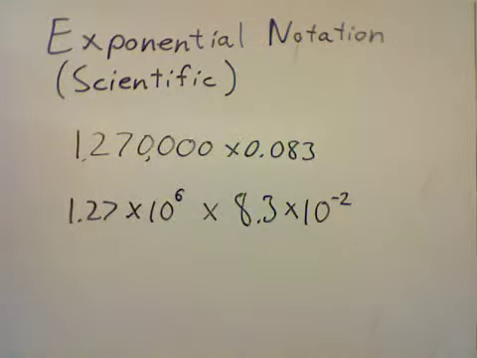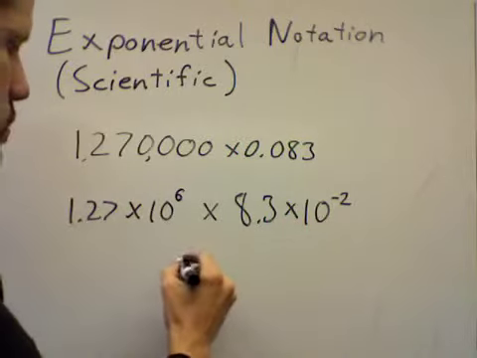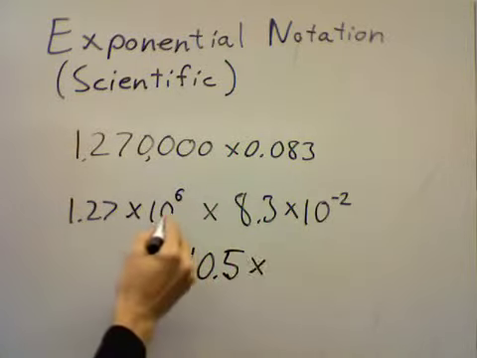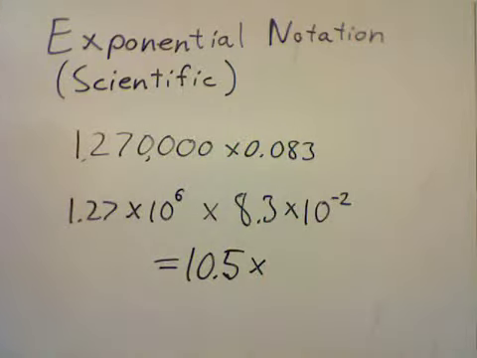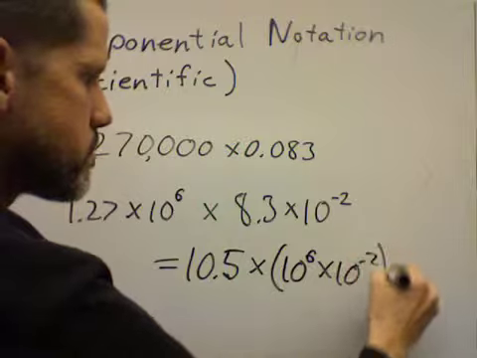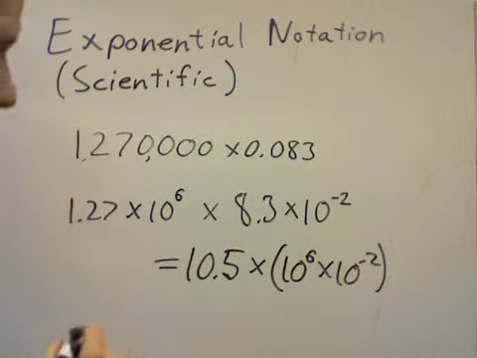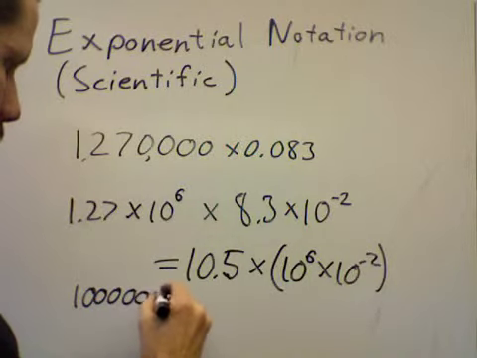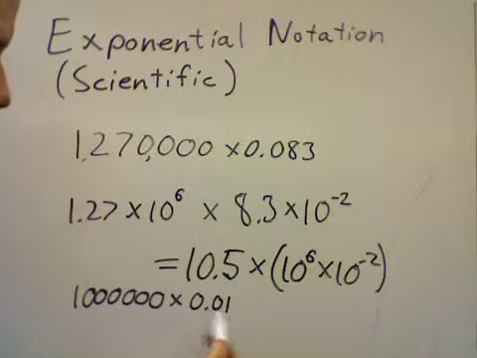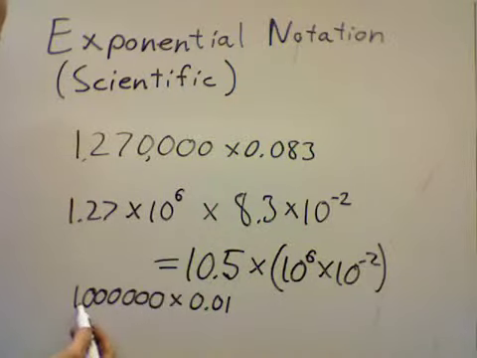Now I can do the math problem. 1.27 times 8.3 is equal to 10.5. I'm also going to have to multiply these two exponents, 10 to the 6 times 10 to the minus 2. How am I going to do that? Well, I could write out 1 million, which is 10 to the 6, times 10 to the minus 2, which is 0.01. I take a 1 and move the decimal point 2 places over to get 10 to the minus 2, or take a 1 and move the decimal point over 6 to get 1 million.